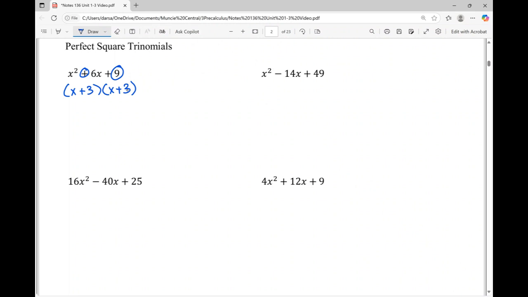And let's think about this. Is 3 times 3 9? Yes. Is 3 plus 3 6? Yes. So a lot of times when you have these perfect squares on the end, you're going to get a nice little factor like that.